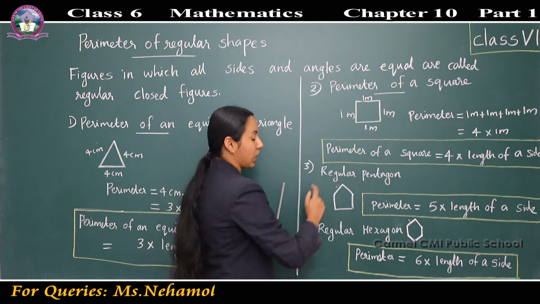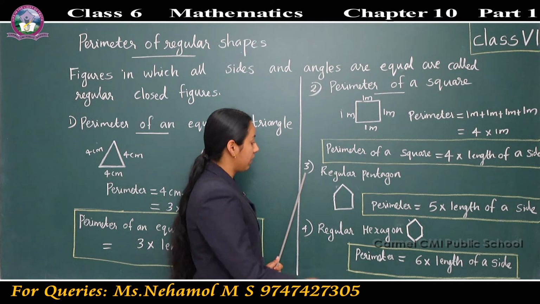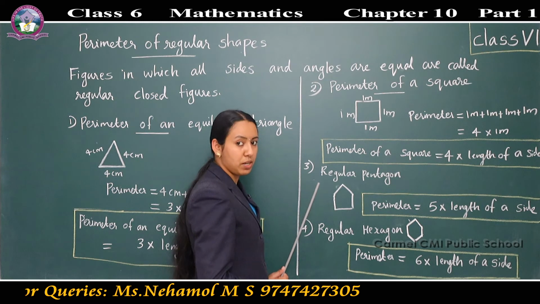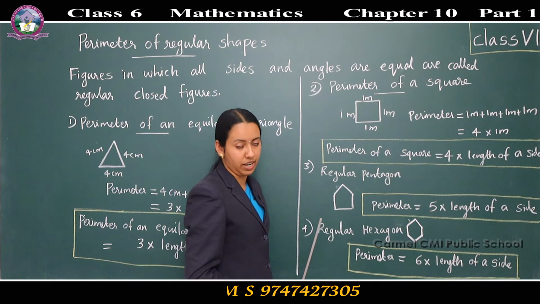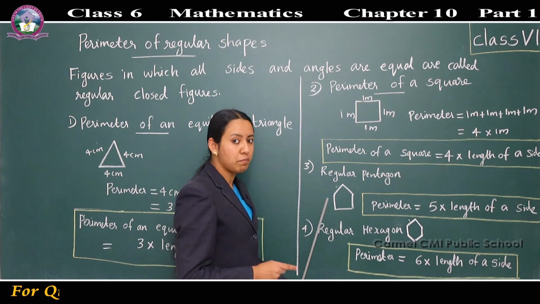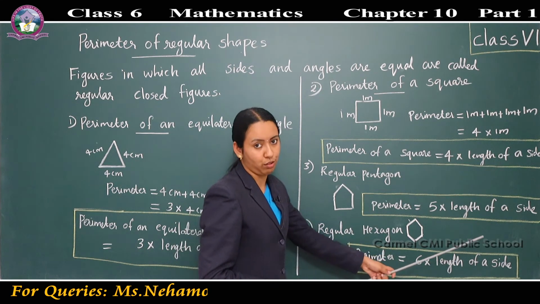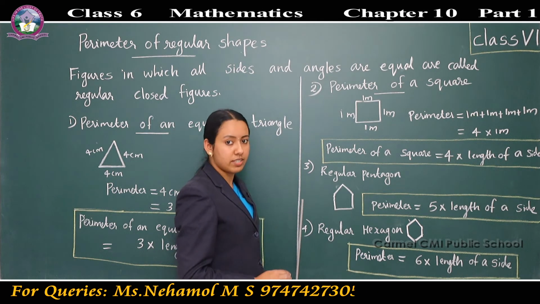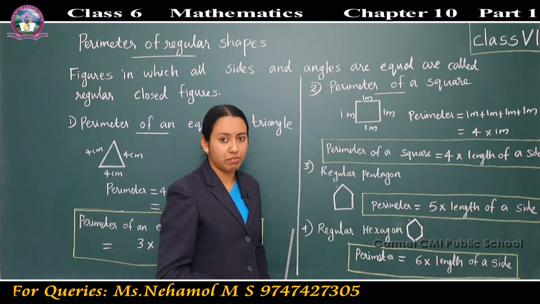Then what about a regular pentagon? Pentagon means it has 5 sides. Then what is the perimeter? Perimeter is equal to 5 into length of a side. Then what about a hexagon? For a regular hexagon, 6 sides are there. Then perimeter will be 6 into length of a side. Then what about an octagon? 8 sides are there, and the perimeter will be 8 into length of a side.